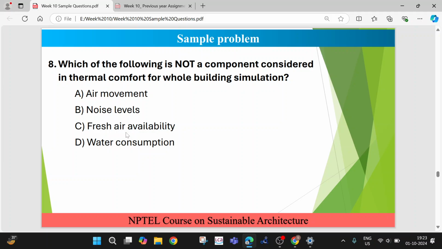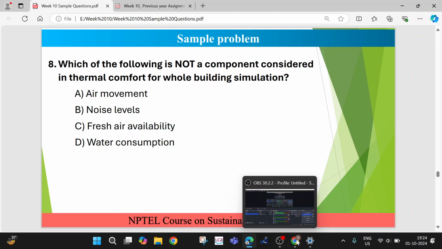Yes, sir. Okay. So here is the next question. Question number 8. Which of the following is not a component considered in thermal comfort, out of the four options that I have discussed? Above also some of them are mentioned here, and which should not be considered as a component of thermal comfort. You know what thermal comfort is, just about comfort. So let's see what people think.